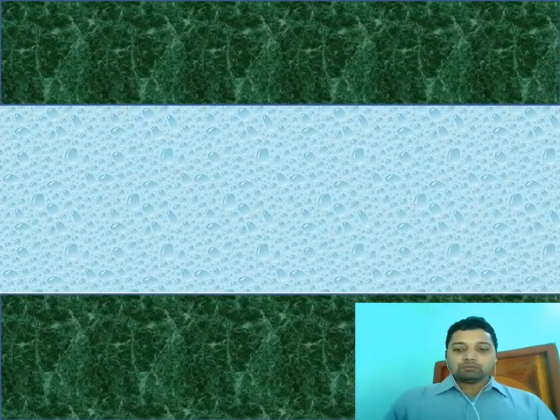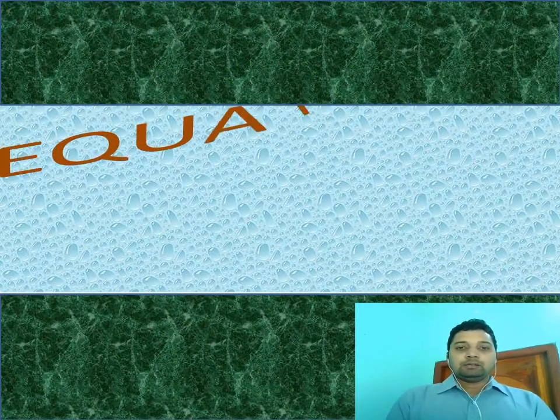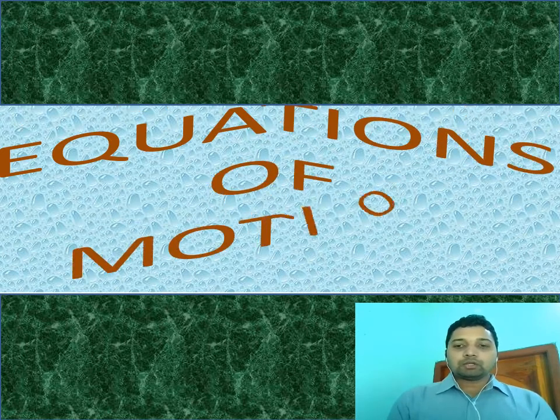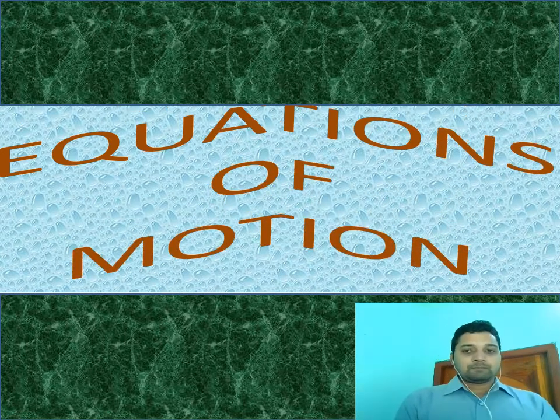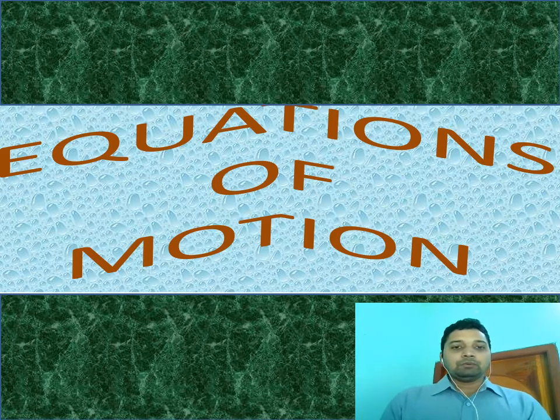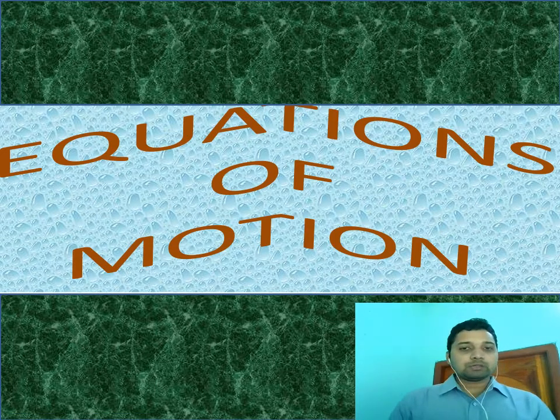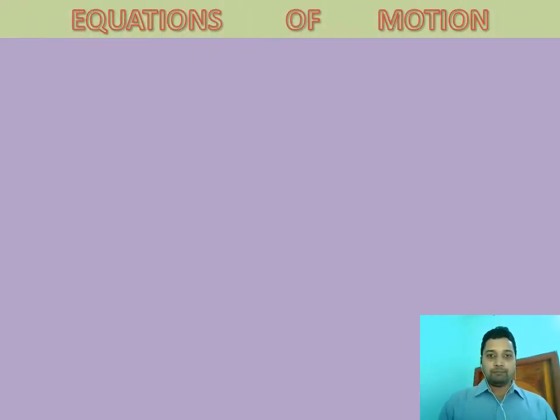In this equation of motion you will get the interrelation between the terms used in motion as well as the derivation of these equations. So first thing we have to know is what the equation of motion means. Then we'll come to its derivation, how we can derive the equations of motion. So first, what are equations of motion?